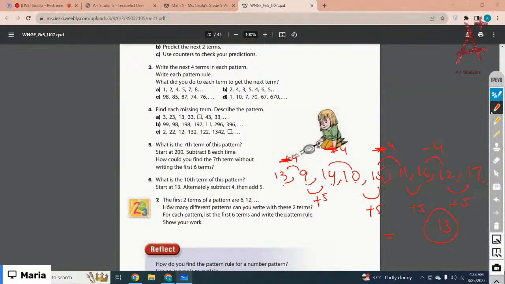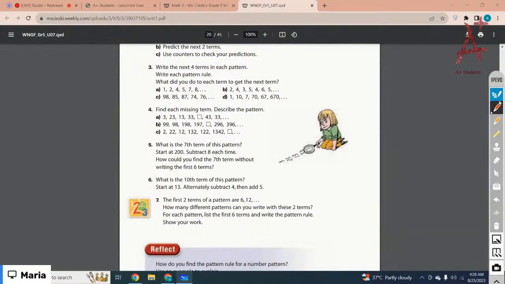Okay, question number 7 is, the first two terms of a pattern are 6 and 12. How many different patterns can you write with these two terms? For each pattern, list the first 6 terms and write the pattern rule. Show your work. Okay, 6 and 12, that means they are the multiples of 6. It would be 6, 12, 18, 24, right? The pattern is increasing by 6, right?